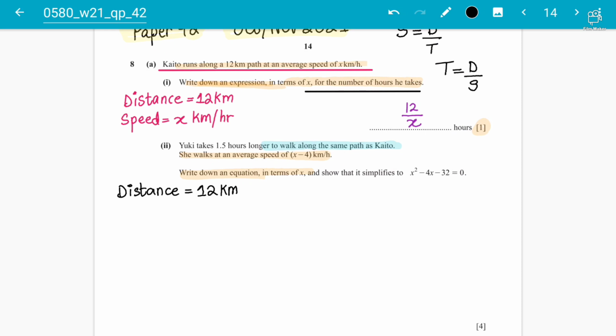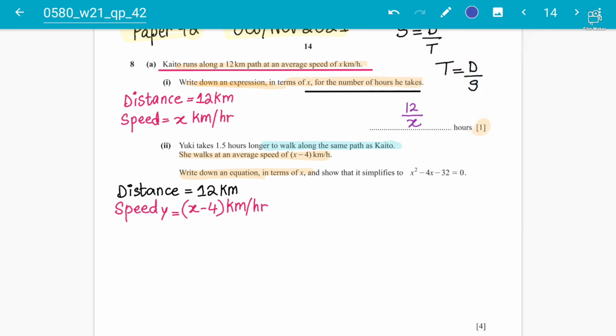Before writing the equation, you make the formula again. The speed for Yuki is x minus 4. Again, everything is in kilometers per hour, so no need to worry about the measurements. Sometimes, as I mentioned, the time may not be given in hours; it can be given in minutes and seconds. Sometimes it's not kilometers; you can be given meters. Most of the time, kilometers and meters both come.